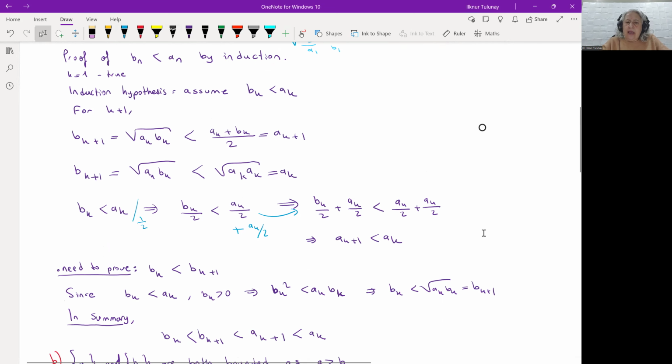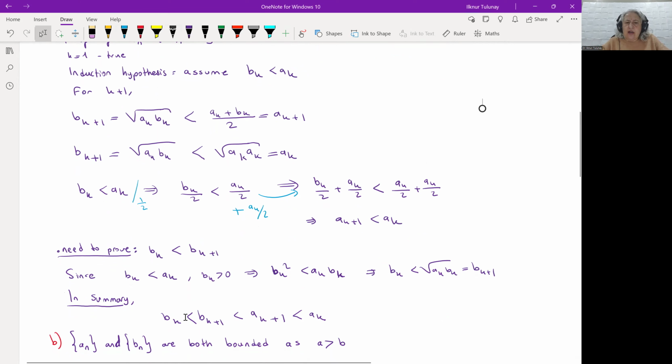So as a summary, I found these inequalities all the way through. I found b_k is smaller than b_(k+1), that's what we found here. And b_(k+1) is smaller than a_(k+1), which is as shown here. And a_(k+1) is smaller than a_k, which is here. So we proved this inequality by using induction.